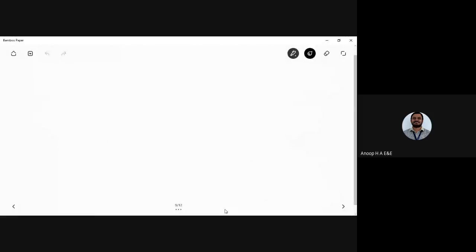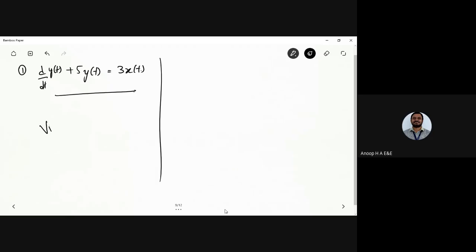Okay, I think we can go to the next problem. I'll give a connecting problem to you. It would be quite easy for me to do it. So I can give this problem as one that you can try: d by dt of y of t plus 5 times y of t equals 3 times x of t. I can give this problem to Vindhya.